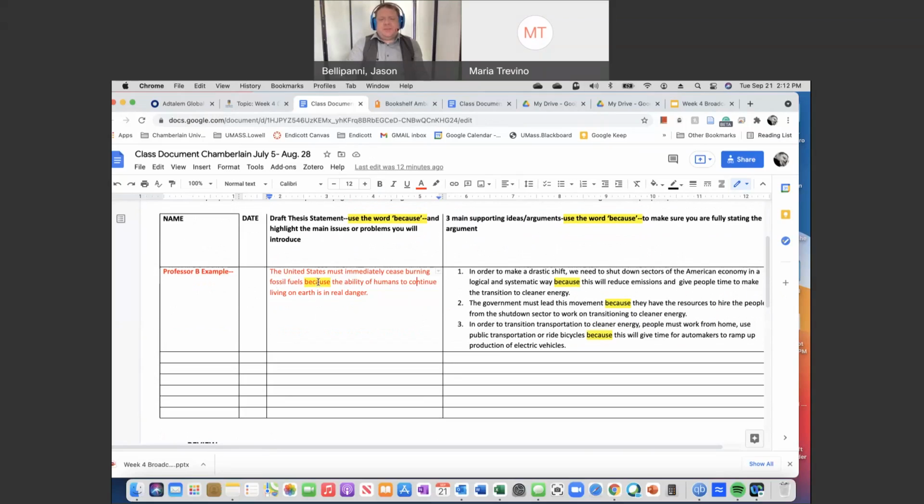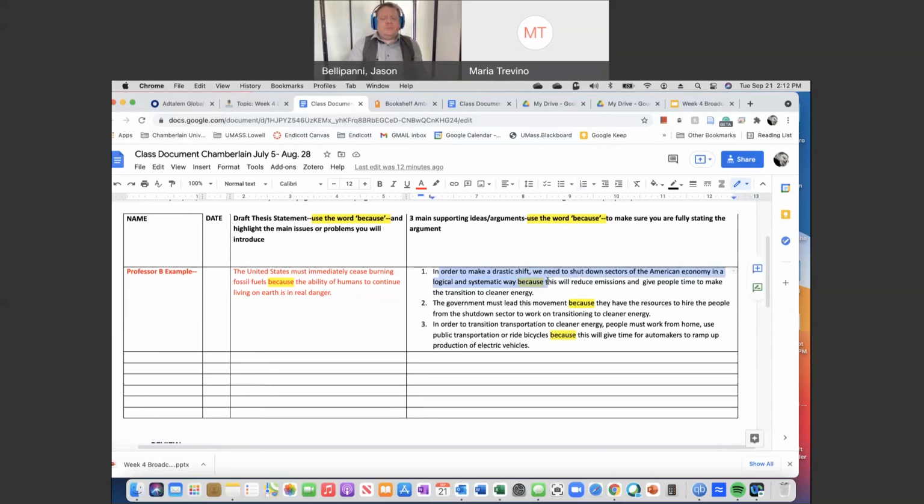So I use because for my thesis statement also. Over here, I have my three main points that I'm going to develop in my essay. And I still use the word because, right? So, in order to make a drastic shift, we need to shut down sectors of the American economy in a logical and systematic way. I could just leave it there, but when you put because, it sort of forces you to finish the thought, finish the argument. Because this will reduce emissions and give people time to make the transition to cleaner energy.